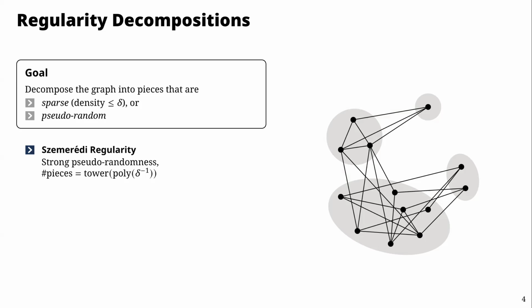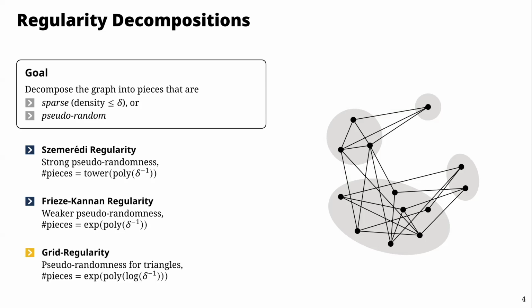Which led people to consider different forms of regularity lemmas, like for instance, Frieze-Kannan regularity, which is a weaker form of pseudo-randomness, but comes with the benefit that the number of pieces in the decomposition is much smaller, only exponential in poly delta inverse. Now, what we're interested in is a notion of pseudo-randomness which is suited at least for triangles, but which comes with even fewer pieces. It turns out that we developed exactly a regularity decomposition of this kind, which is pseudo-random for triangles, but the number of pieces is now, instead of being exponential, just quasi-polynomial in delta inverse.